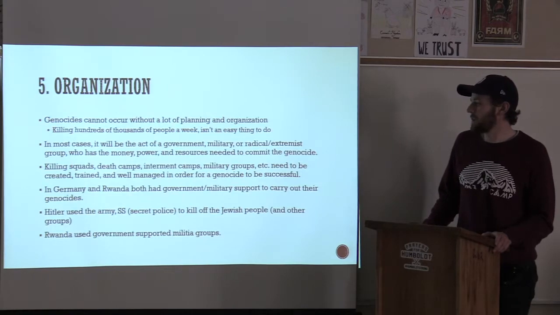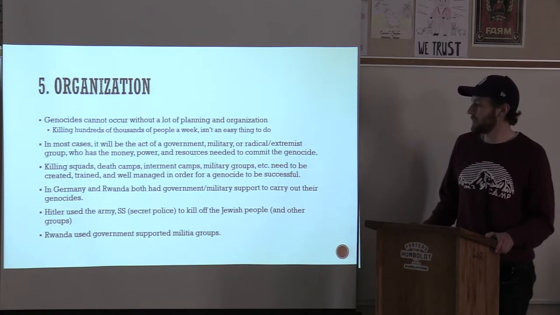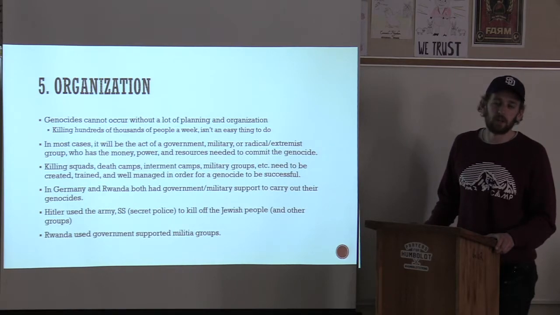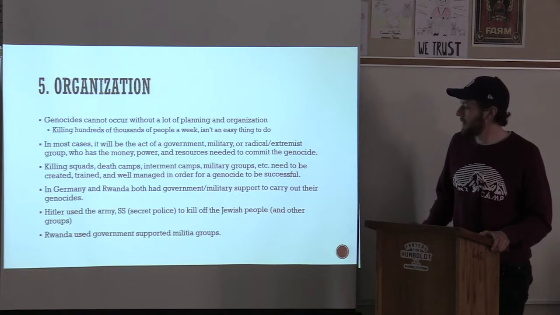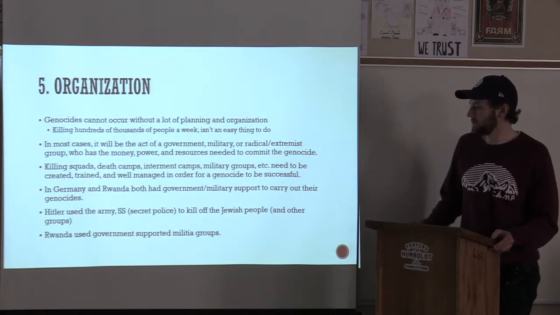So death camps, killing squads, internment camps, military groups all need to be trained or constructed or built and to be managed in order for the genocide to be successful. In Germany, we saw things like ghettos being built, trains being expanded, concentration camps being put out into the countryside. In Rwanda, the government began purchasing machetes for their militia groups and training the militia groups.